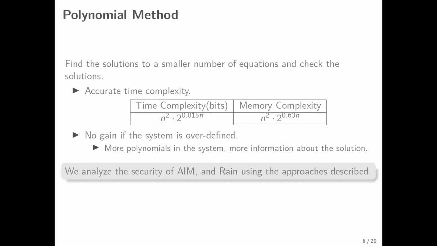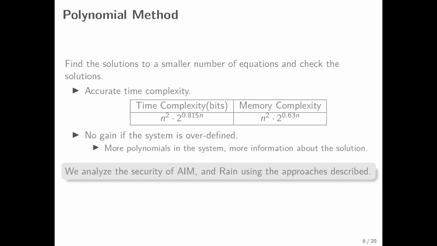The last approach that I'm going to talk about is the polynomial method. The idea of the polynomial method is to find the solutions to a smaller set of equations and then check if they are also solutions to the whole system. The good thing about the polynomial method is that it has accurate time complexity and memory complexity. For the case of our interest, quadratic equations over the binary field, the time complexity is n squared times 2 to the 0.815 n, and the memory complexity is 2 to the 0.63 n.